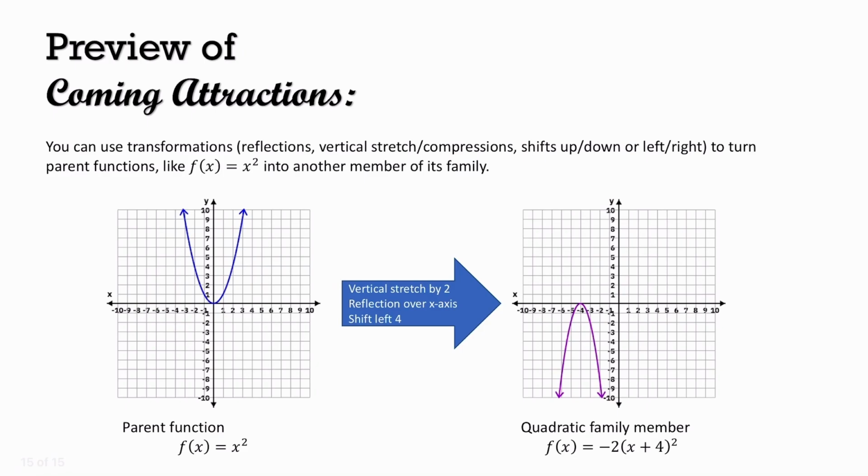So just a quick preview of coming attractions. I gave you a little introduction into families of functions and parent functions. We're going to learn about transformations, which you did start to see in Algebra 1. Remember those reflections, vertical stretches or compressions, shifts up or down, left or right. You can actually turn the parent function like f of x equals x squared into another member of its family. We're going to get to that in a few lessons, but I just wanted to give you a heads up of what's coming up soon.